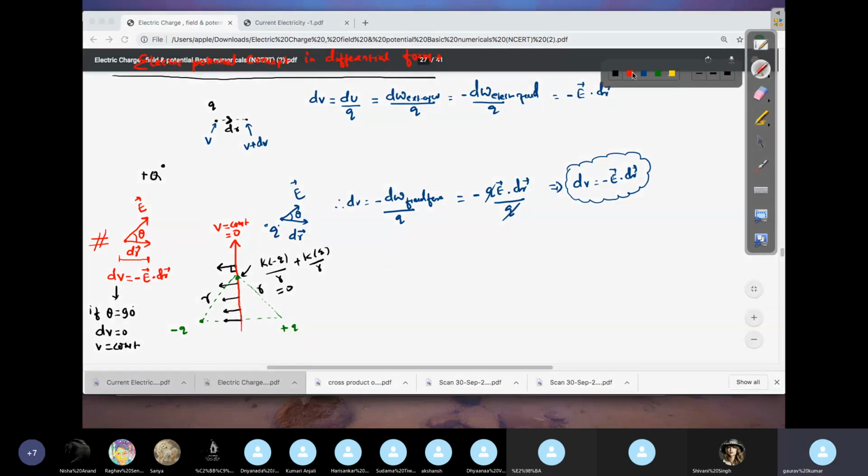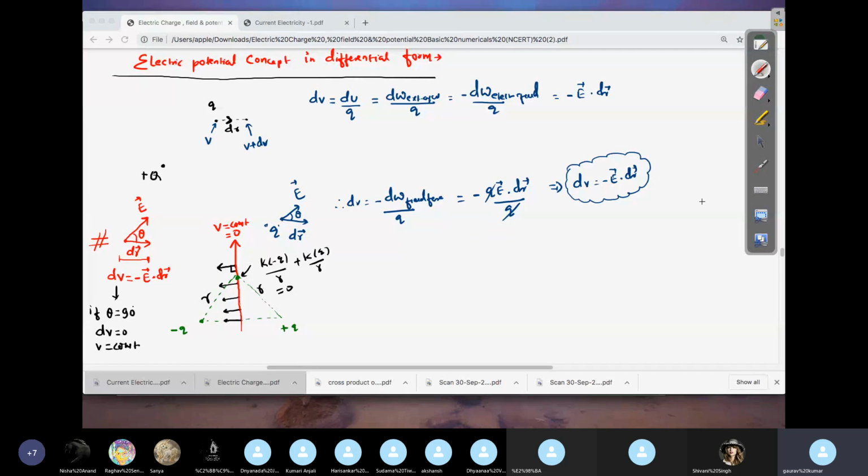Next application, see here. Again, I'll draw the same diagram. At this point, we had this E vector, and we moved dr vector, which makes an angle theta with E vector. So if I just open this dot product, what will we get? We're writing dv, so dv you can write as minus of E into dr into cos theta.